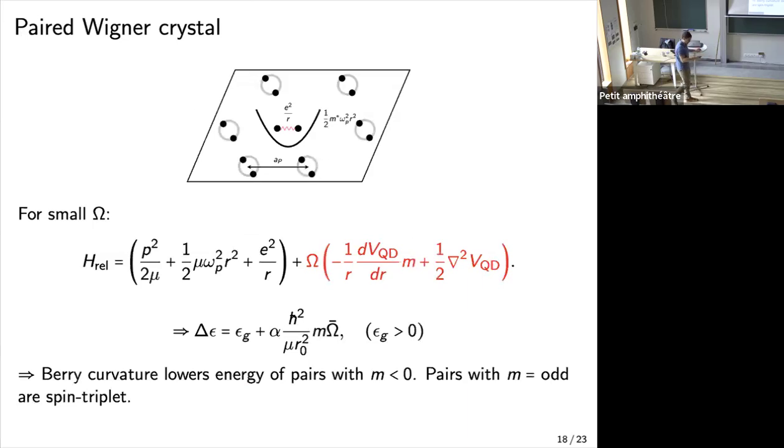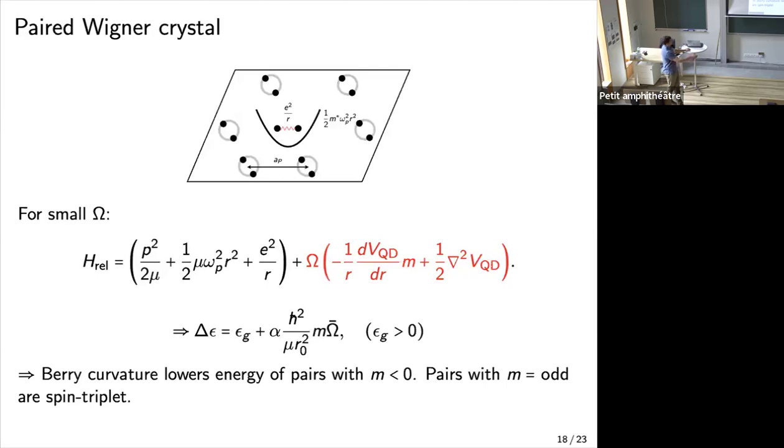If I take that Hamiltonian from the last slide, this ugly non-local thing, and expand it for small omega, I get a Hamiltonian that looks like this. It's the Hamiltonian we had for the relative motion in the absence of Berry curvature, plus this term in red, which, I'm expanding in omega, so there's a term linear in omega, and there are 2 terms. There's one term that depends on the orbital angular momentum m of the pair, and another term, grad squared VQD. Let me remind you, VQD is this effective quantum dot potential.